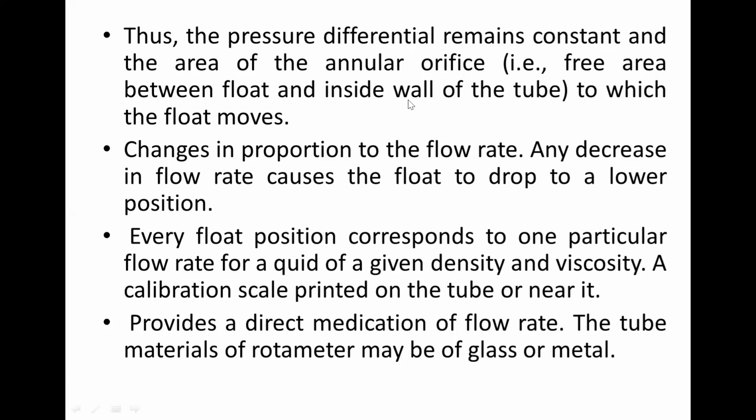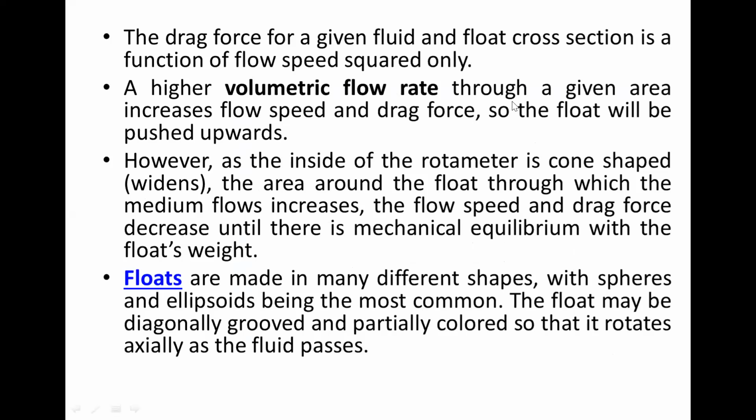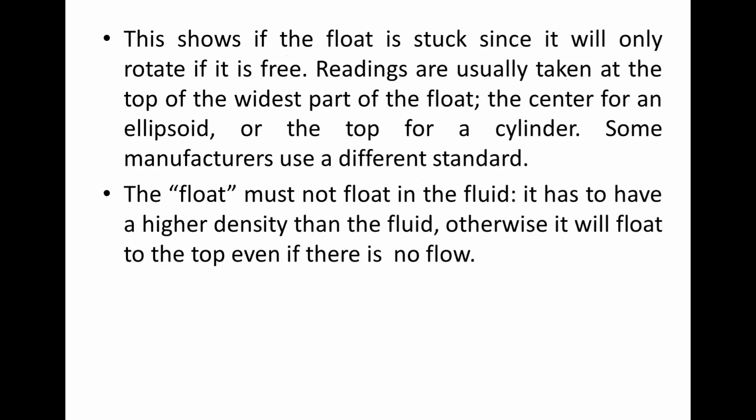The tube material of a rotameter may be glass or metal. Already you have seen that a higher volumetric flow rate through a given area increases flow speed. Generally, the floats are made in different shapes, from spherical to ellipsoidal shapes. They are the common shapes. The float can be diagonally grooved, it can be made hollow inside, and partially colored so that it can be seen from the outside in the glass tube, because the position of the float can be easily identified when it is colored, so that it rotates axially as the fluid passes.